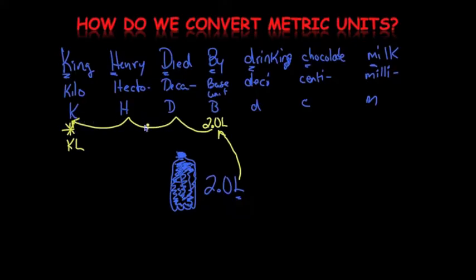So each time we jump to a prefix, we have to move the decimal point in that direction. So 2.0 liters becomes, when we jump to the left, we got to go 1, 2, 3 spaces with our decimal point. Now we have 2 empty spots, which we fill in with zeros. So 2.0 liters is equal to 0.002 kiloliters.